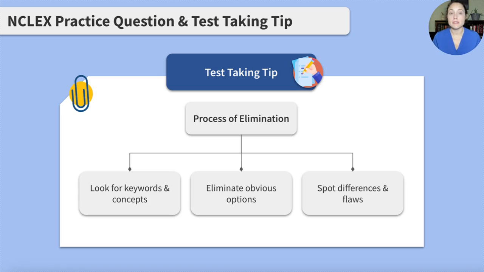If you get the options down to 2, you've just increased your chances of getting the question correct. For the options that you're stuck between, try your best to spot the subtle differences and flaws here. Like I said, trust your nursing judgment here, and answer the question to the best of your abilities. Okay, let's try this out on a question now.